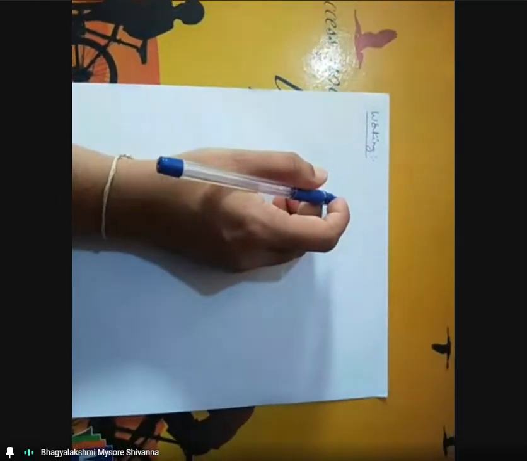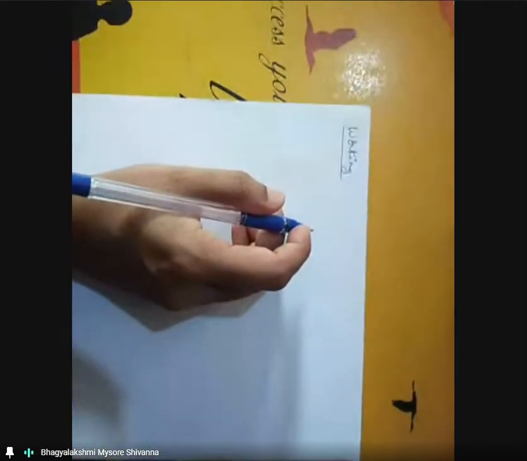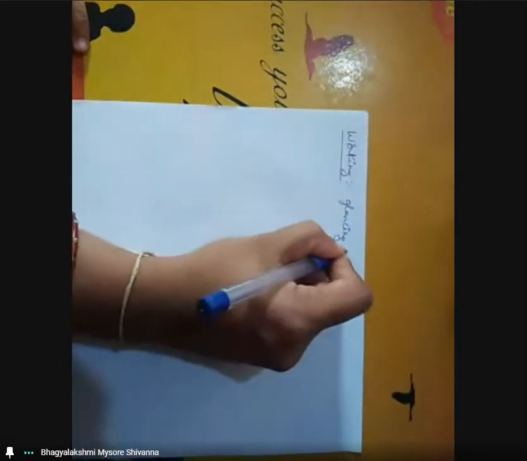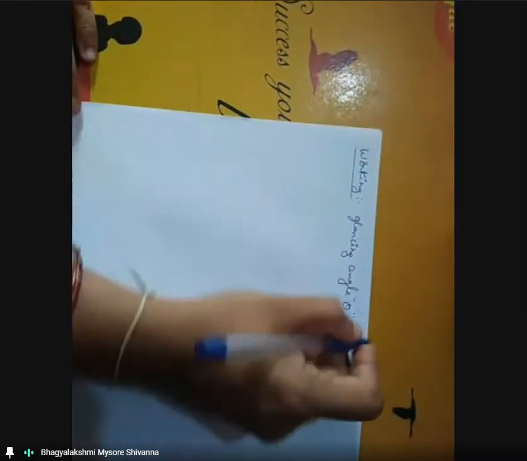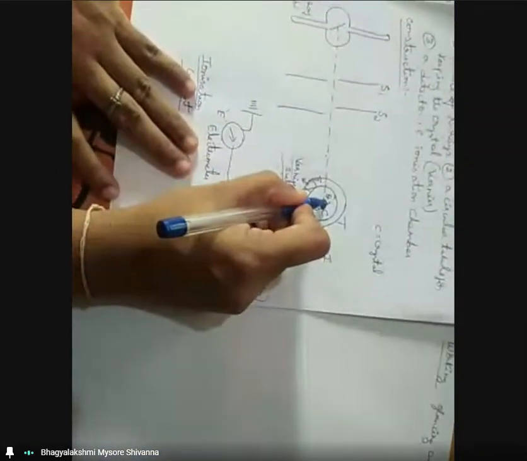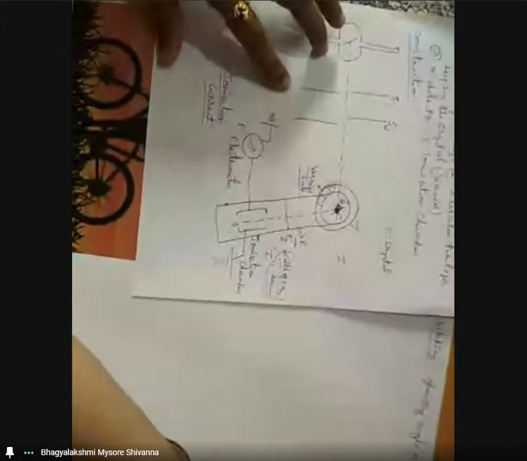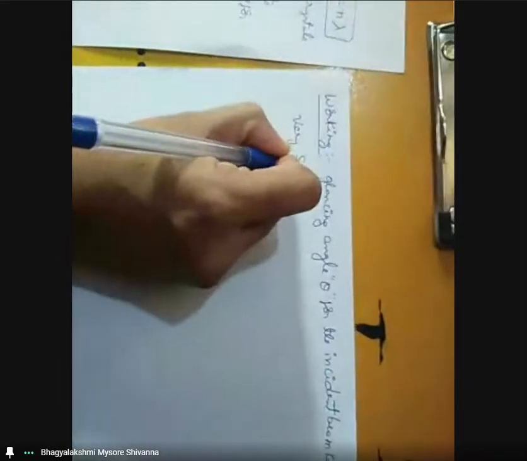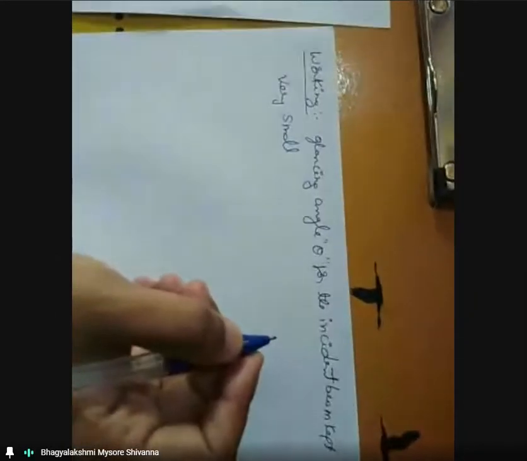We already know that the glancing angle theta for the incident beam should be kept very small.